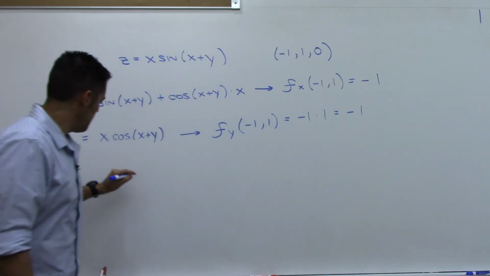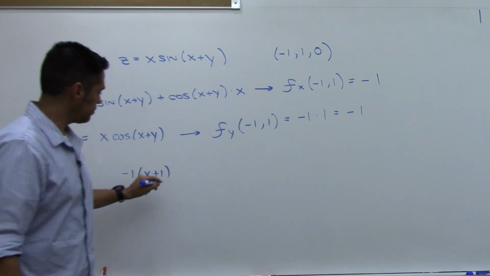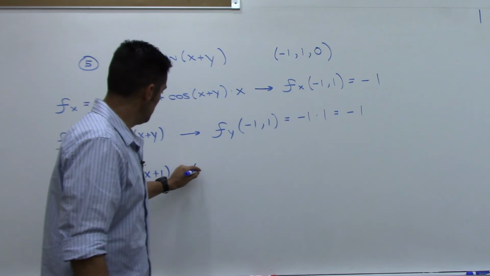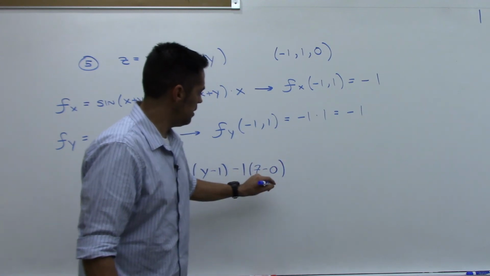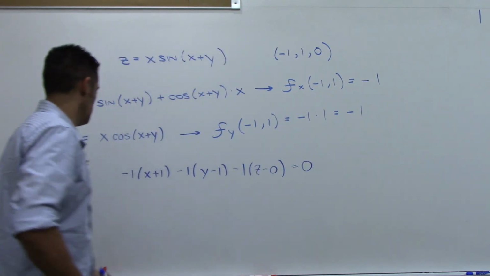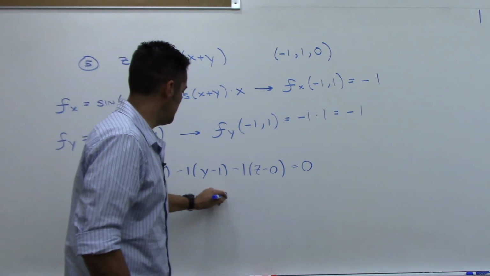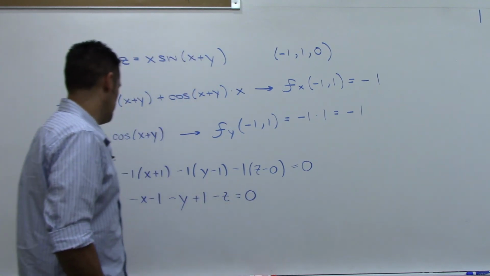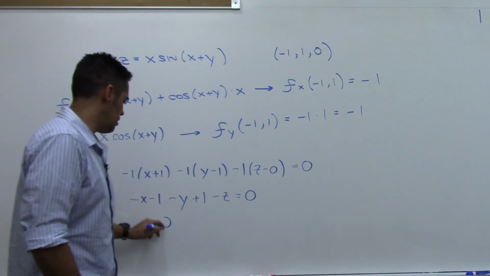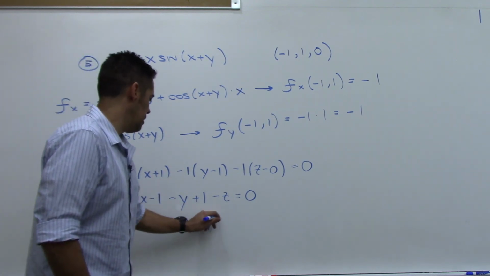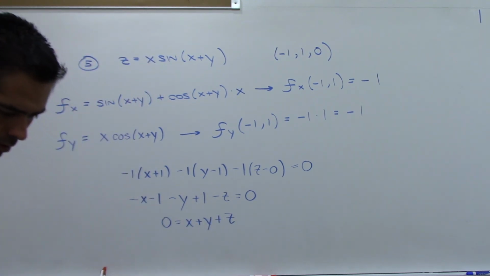So now I'm ready for the formula. -1 (x minus x naught), so it becomes plus. Minus 1 times (y minus y naught) minus 1 times (z minus z naught) equals 0. So -x minus 1, or minus y plus 1 minus z equals 0. And if you move all the variables to the right side and then your numbers cancel, you get 0 equals x plus y plus z. So that's number 5.